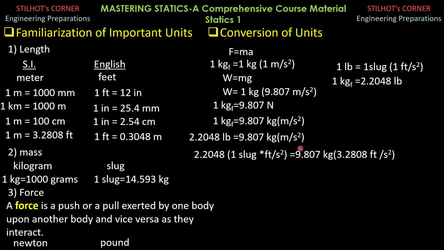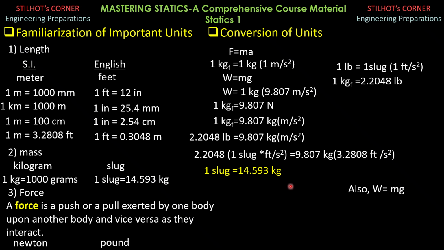We then replace 1 meter by 3.2808 feet. So the second square terms can be cancelled, and feet can also be cancelled. Therefore, we can now compute 1 slug, which is 9.807 times 3.2808 divided by 2.2048, and that is 1 slug equals 14.593 kilograms. So that's the conversion. I want you to be familiar with that.